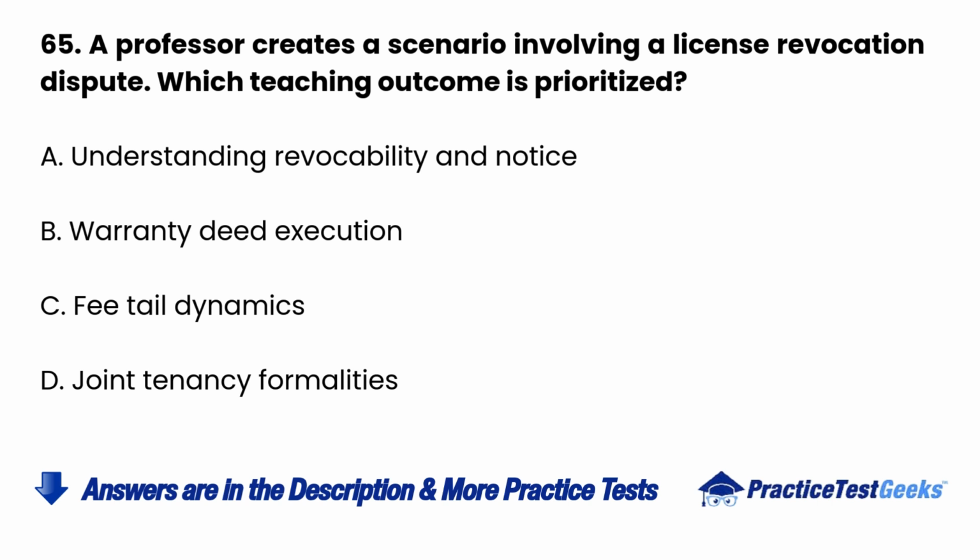65. A professor creates a scenario involving a license revocation dispute. Which teaching outcome is prioritized? A. Understanding revocability and notice. B. Warranty deed execution. C. Fee-tail dynamics. D. Joint tenancy formalities.